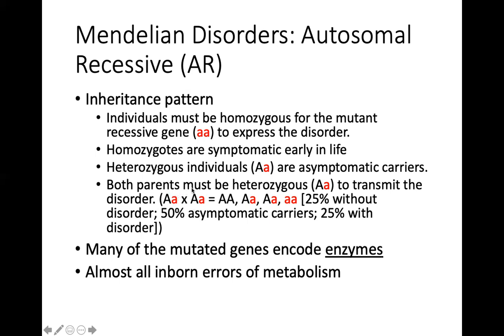If we draw this using the Punnett square, these are our results: AA, Aa, Aa, and aa. That means 25% or 1 in 4 without the disorder, two asymptomatic carriers at 50%, and 25% or 1 in 4 offspring with a chance of having the disorder. Remember, the individual must be homozygous for the recessive gene to express this disorder.